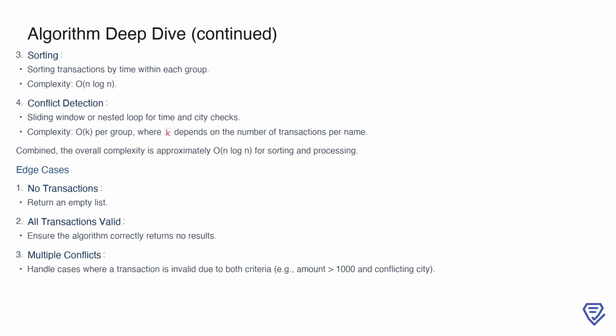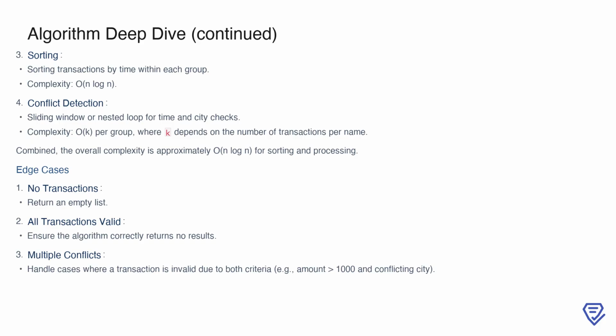Sorting transactions by time within each group is a key operation that simplifies the process of conflict detection. For each group, the transactions are sorted based on their time field. The complexity of sorting depends on the number of transactions in each group, but overall, sorting across all groups adds a complexity of O(n log n).